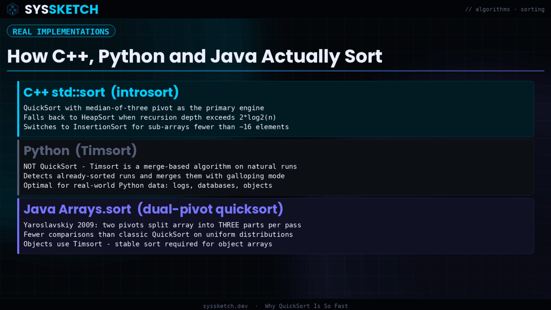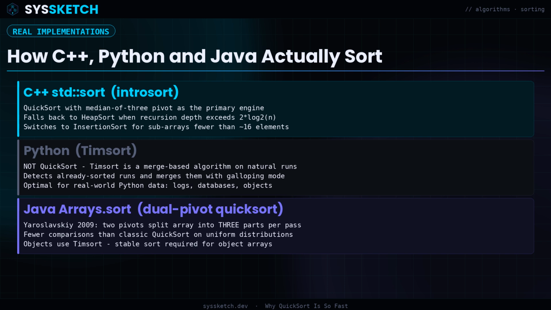Python uses Timsort rather than QuickSort. Timsort is a merge-based algorithm optimized for real-world data that contains already sorted runs. Java's Arrays.sort for primitive types uses dual pivot QuickSort, introduced by Vladimir Yaroslavskiy in 2009, which splits the array into 3 parts per partition pass and reduces comparison counts on uniform distributions.